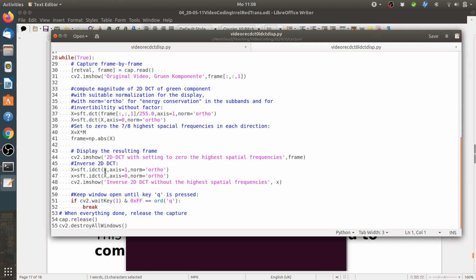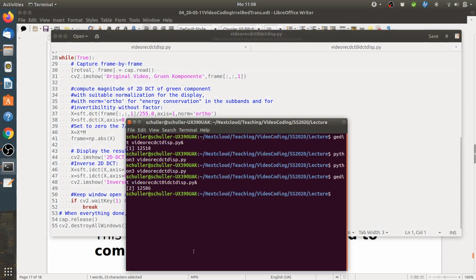Here now the inverse DCT along those two axes, again norm equals ortho, and then display the reconstructed frame. And then I do this until I hit the key Q. So let's try.